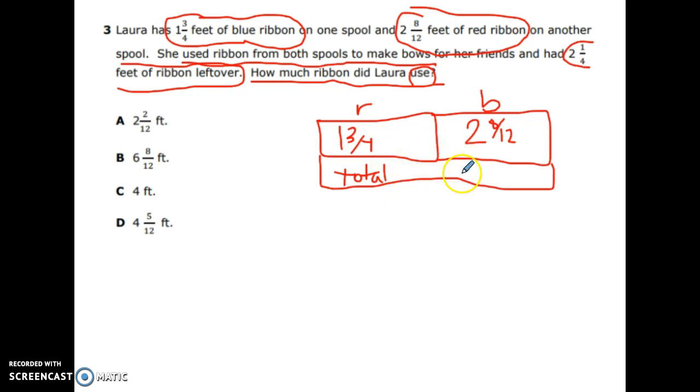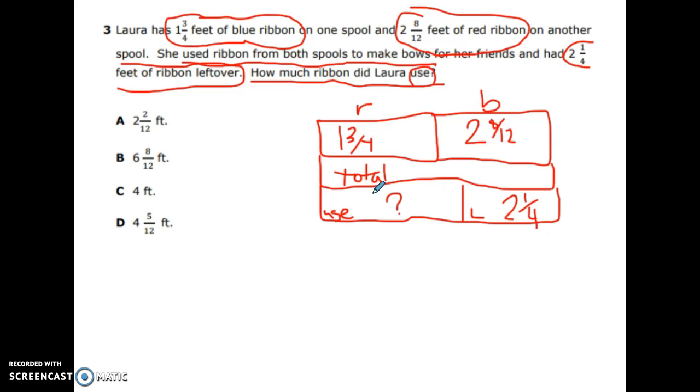So once I find my total amount, then I have kind of like another part to my strip diagram. I have my total amount, and she's going to use some, and she's going to have some as leftover. Well, this is what I'm actually looking for. What does she use? And they tell me the leftovers. They tell me that 2 1/4 feet are my leftovers. So first I got to figure out my total amount of ribbon, and then I've got to get rid of these leftovers to see how much was actually used.